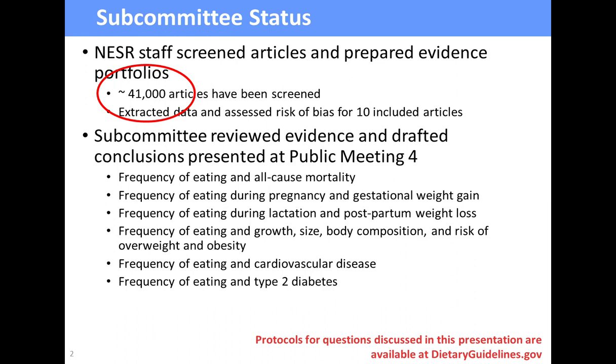Now, to examine this topic, 41,000 articles were screened, and of them, 10 were included in our report, and they addressed 6 topics shown here: frequency of eating and all-cause mortality, eating during pregnancy and gestational weight gain, eating during lactation and postpartum weight loss, eating and growth, size, body composition, and risk of overweight and obesity, and frequency of eating and cardiovascular disease and type 2 diabetes. And we've heard a number of presentations today that address these topics. This one focuses very specifically on frequency of eating.